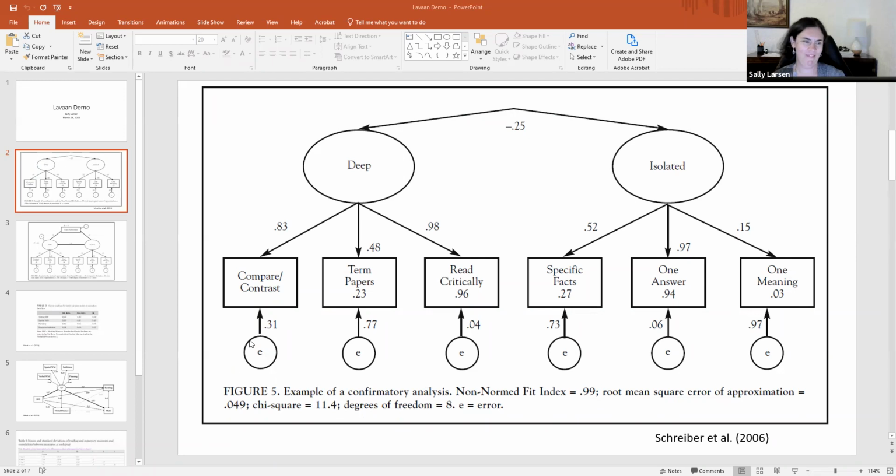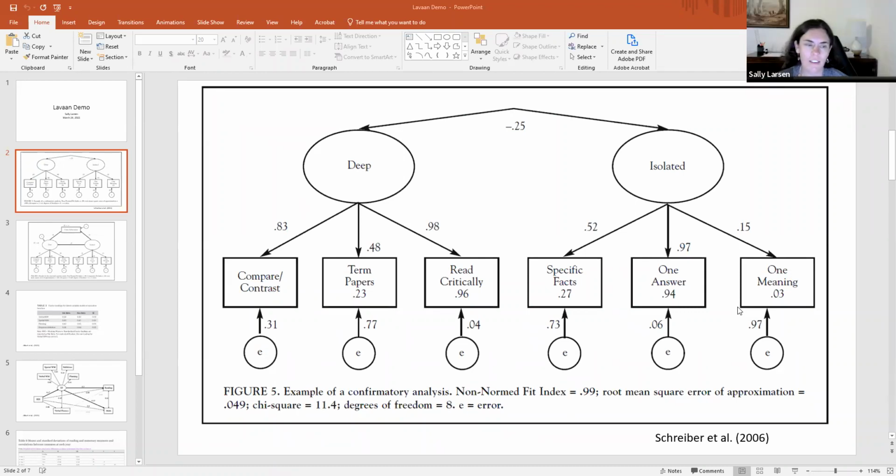Sally, can I put you on the spot and ask you a not art related question? Yeah. So for those of us who have never done structural cohesion modeling, I look at this and go, what does that mean? Can you tell me what this tells us about deep and isolated learning, and how these factors map onto those things, and what we learn from this kind of diagram?